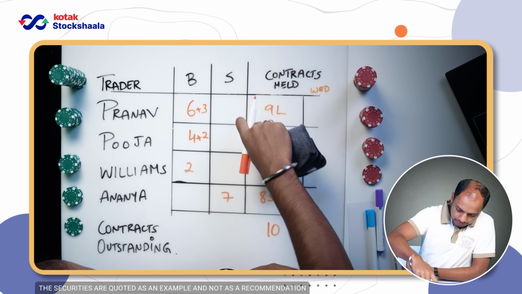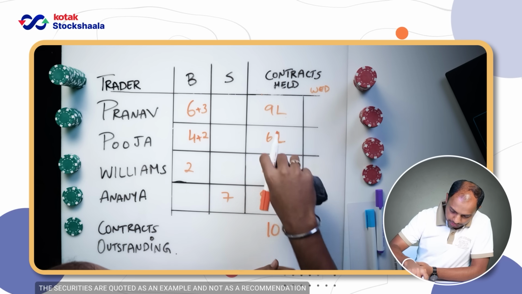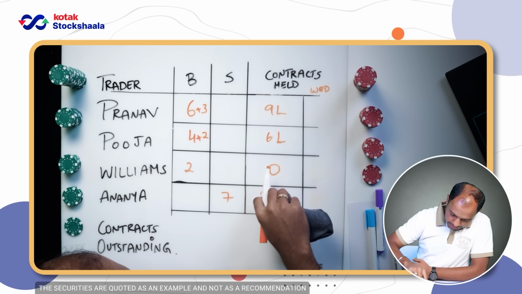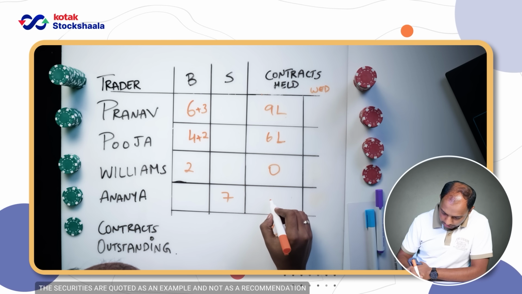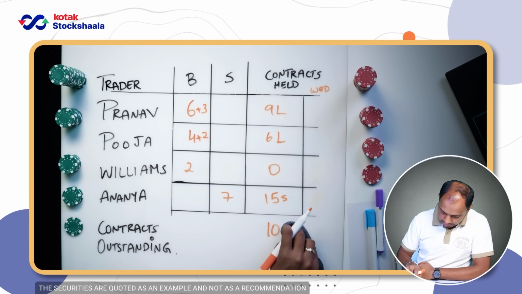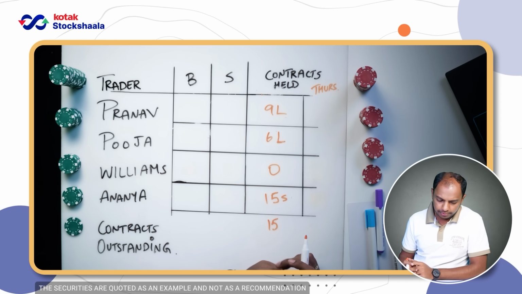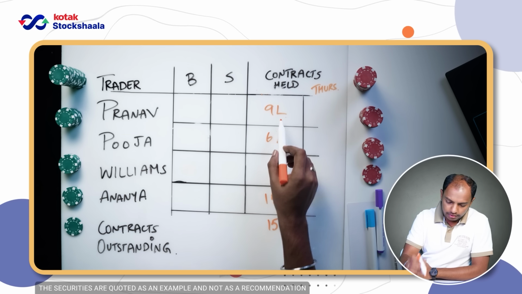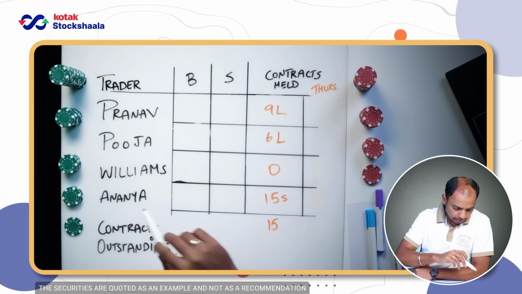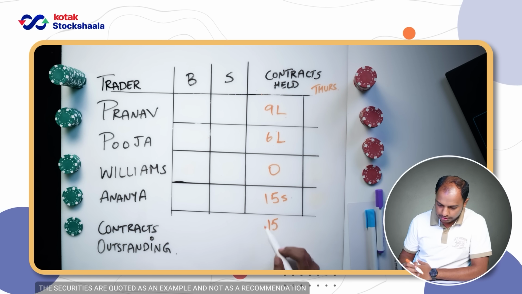Pooja is going to have 6 long positions. Williams is going to have nil. And Ananya is going to have 7 plus 8, that is going to be 15. So now the overall open interest has increased from 10 to 15. At the end of Wednesday, Pranav had 9 long positions, Pooja had 6 long positions, Williams had 0 and Ananya had 15 short positions. So the overall open interest was 15.